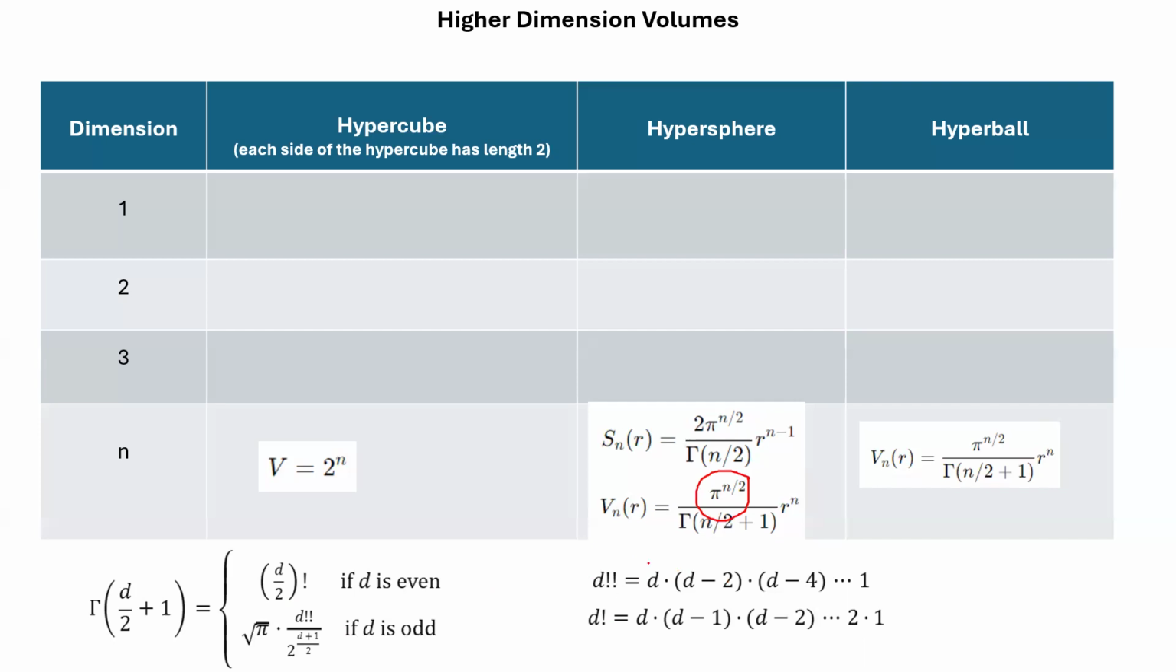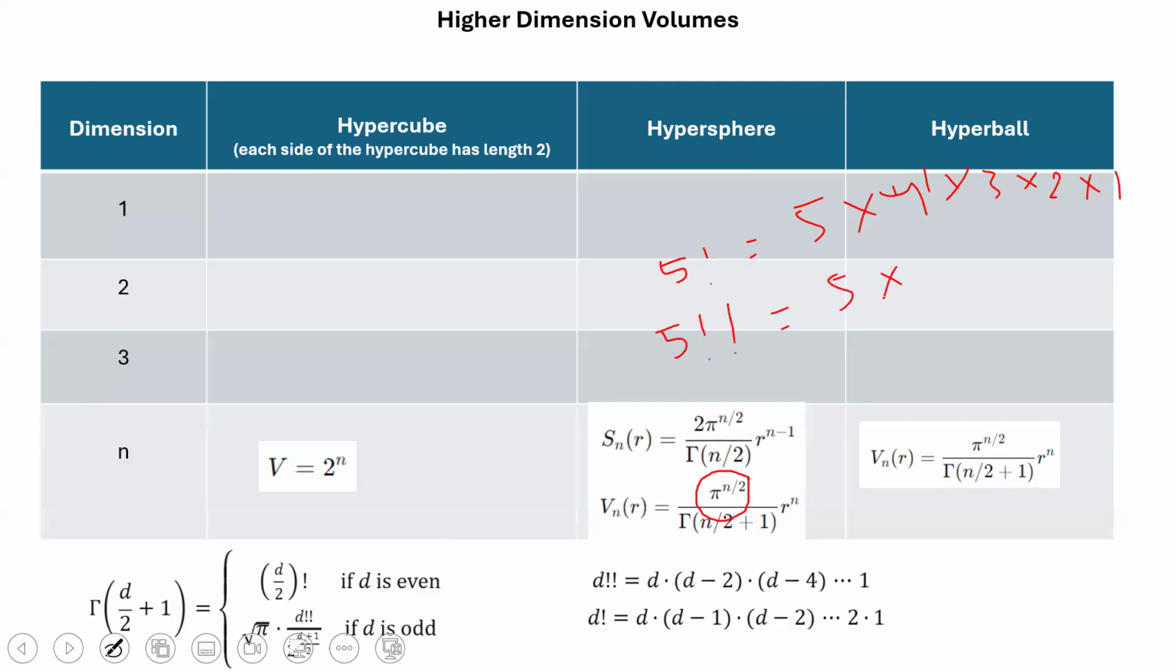Let's suppose it is 5. 5 into 3 into 1. If I say 5 factorial, 5 factorial is nothing but 5 into 4 into 3 into 2 into 1, right? When you say 5 double factorial, it is 5 into 3 into 1. We are skipping the even numbers here. So this formula is applicable only when d is equal to what? We are bothered about double factorial only when d is odd.